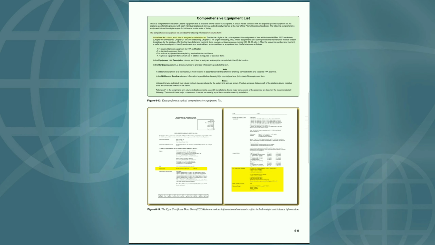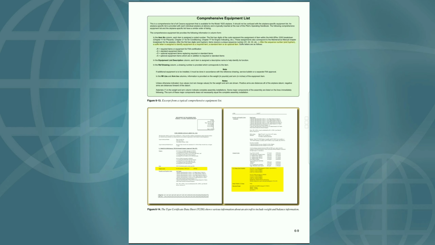In the Item No column, each item is assigned a coded number. The first two digits of the code represent the assignment of item within the A4A Spec 2200 breakdown: Chapter 11 for placards, Chapter 21 for air conditioning, Chapter 77 for engine indicating, etc. These assignments also correspond to the maintenance manual chapter breakdown for the airplane. After the first two digits and hyphen, items receive a unique sequence number: 01, 02, 03, etc.